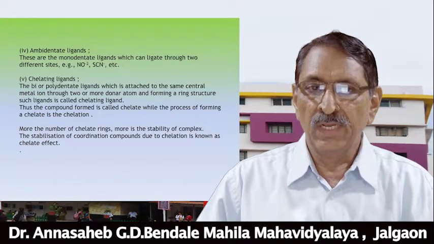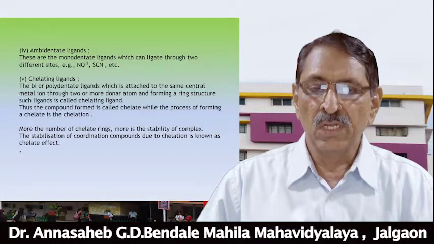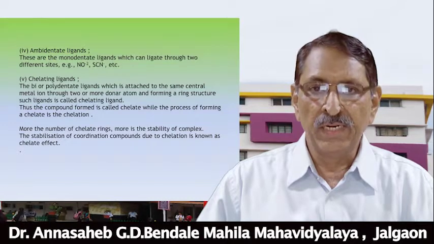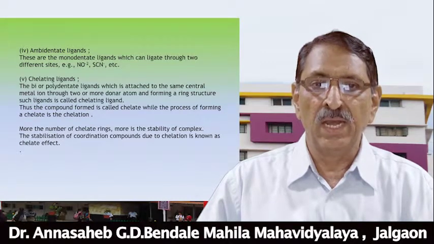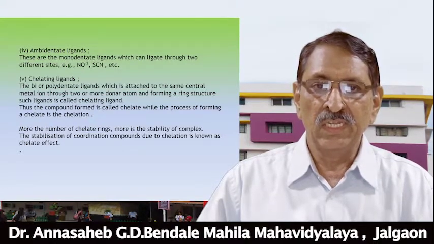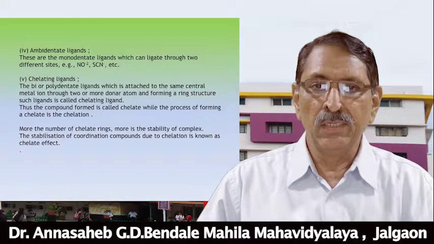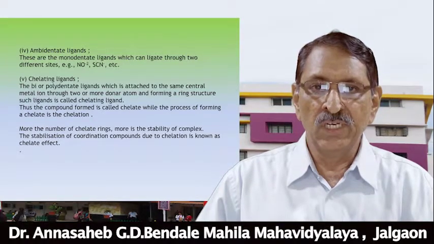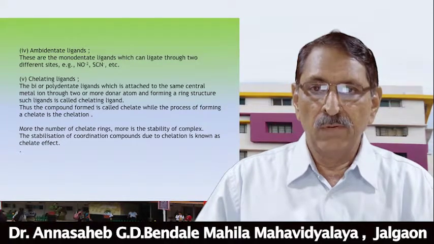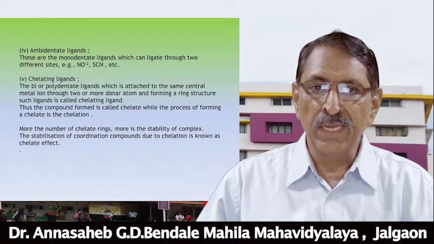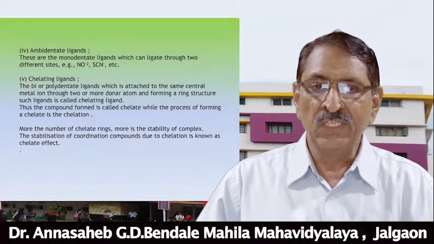Now, the fifth type of ligand is the chelating ligands. The bidentate or polydentate ligands which are attached to the same central metal ion through two or more donor atoms and form a ring structure are called chelating ligands. In another way, we can say that the multidentate ligands which are joined to the central metal ion at more than two sites and form a heterocyclic ring are called chelating ligands.